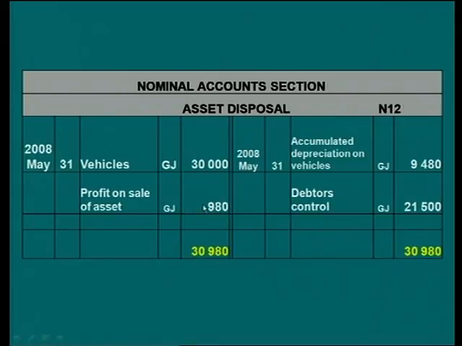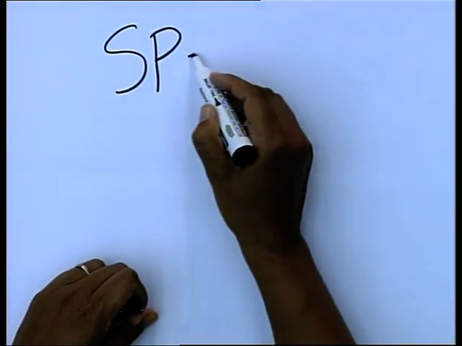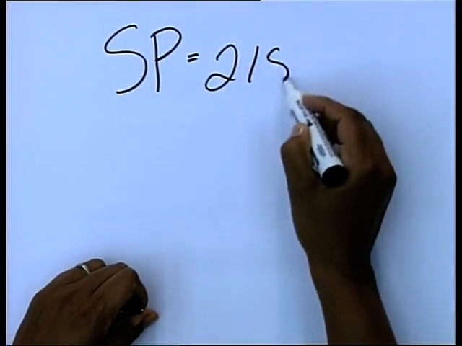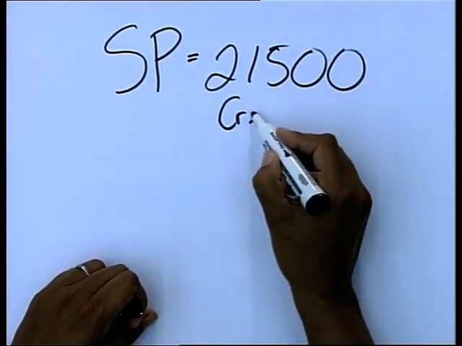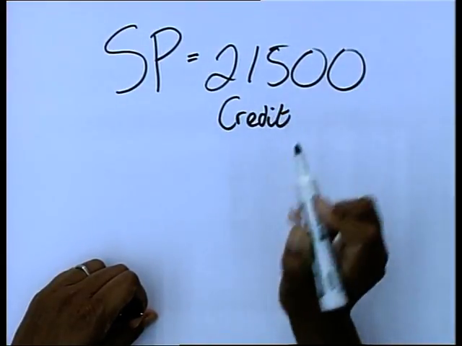You can see that we sold it for 21,500. We sold the asset for 21,500. That was our selling price. Okay. We sold it on credit. Just bear that in mind.